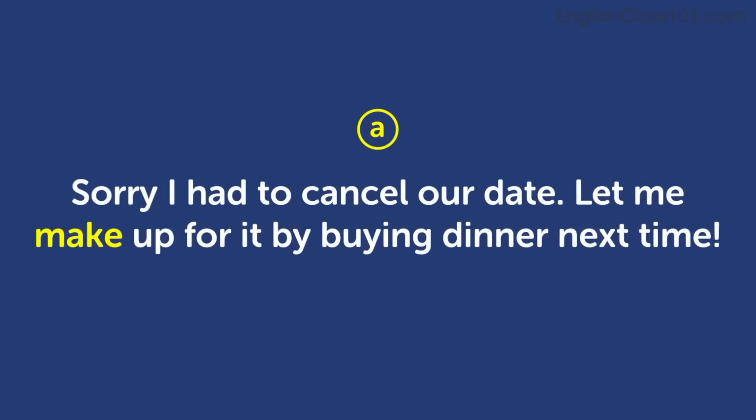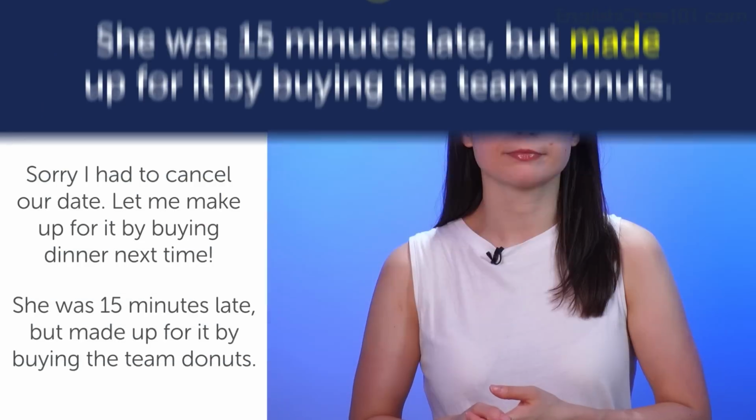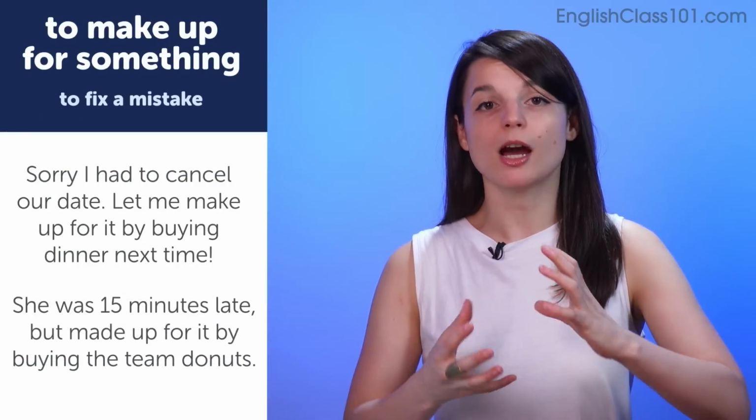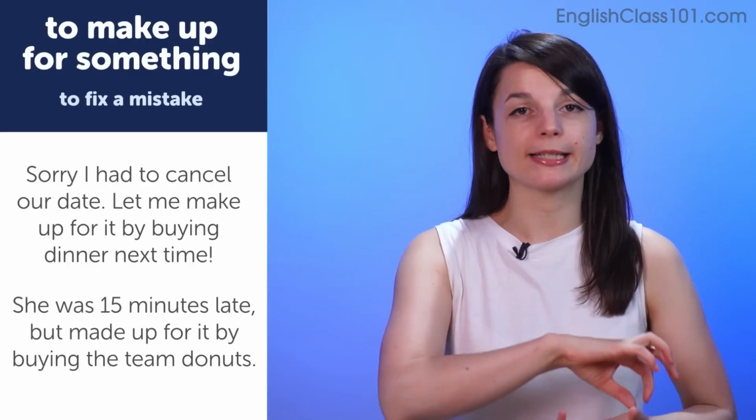To make up for something is to fix a mistake. Some examples. Sorry I had to cancel our date. Let me make up for it by buying dinner next time. She was 15 minutes late, but made up for it by buying the team donuts. So when we use make up for something, it means you repair a small past mistake.